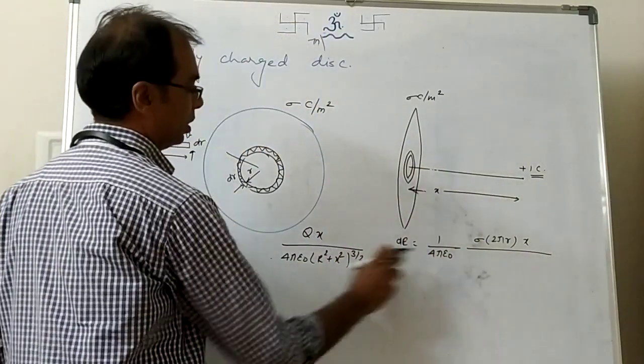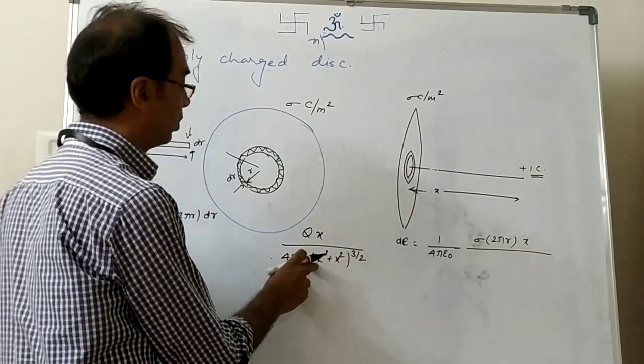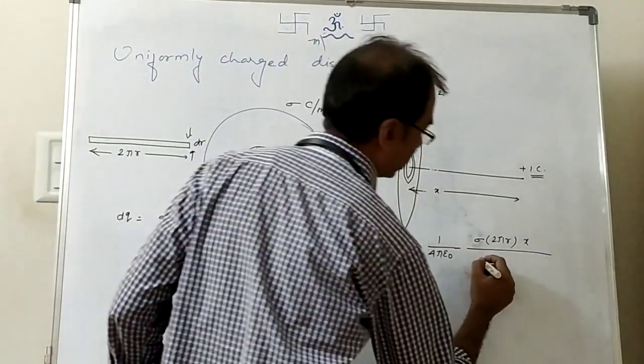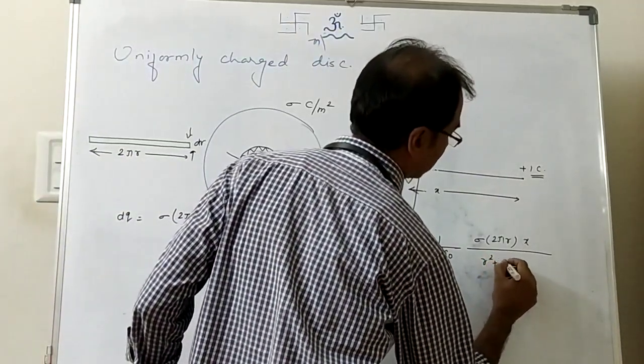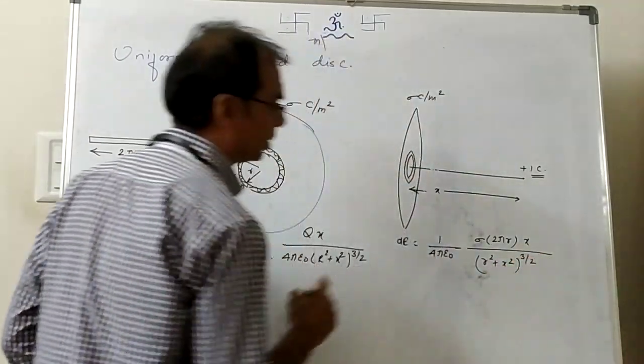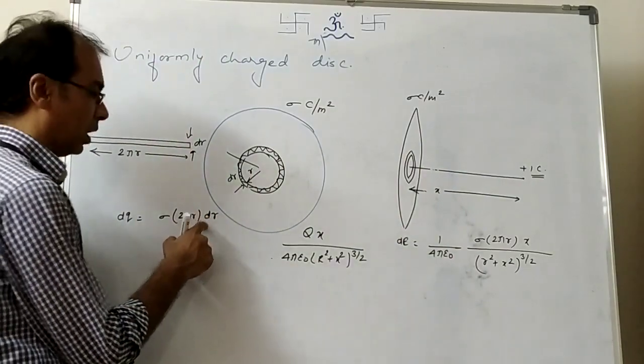We have already written r square. Now what is r here? R was the radius of the ring. What is the radius of the ring here? Small r. So r square plus x square to the power 3 by 2. I have missed something over here, I think. dr I missed. So dr.